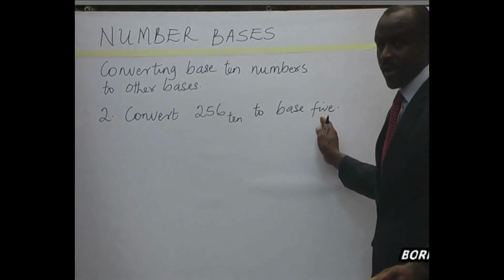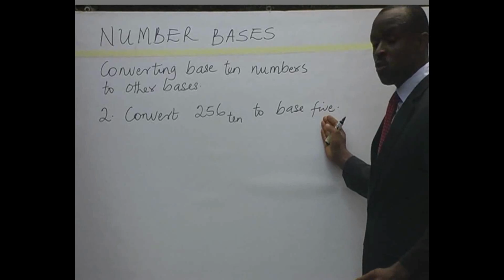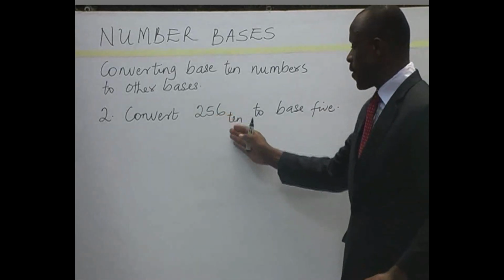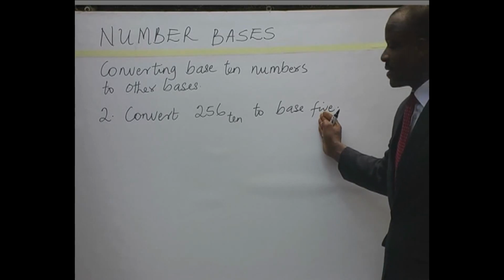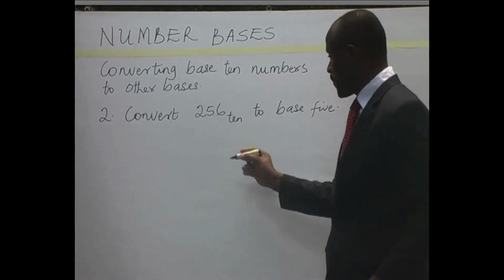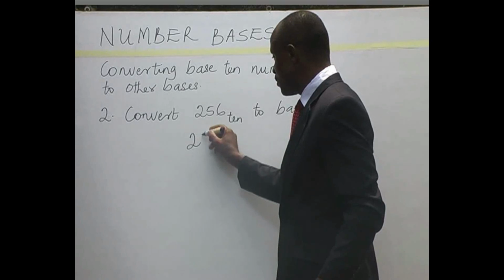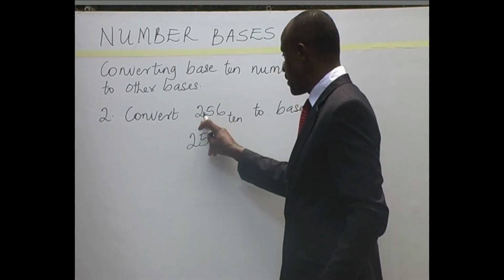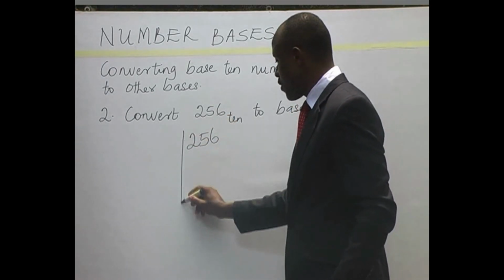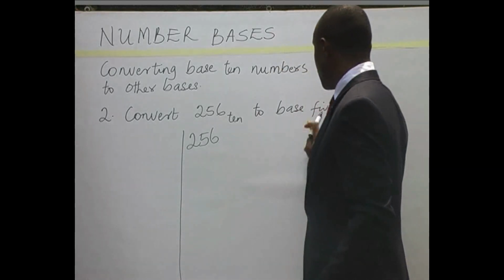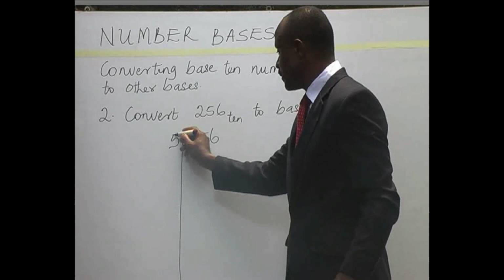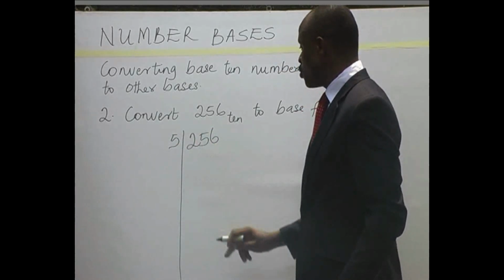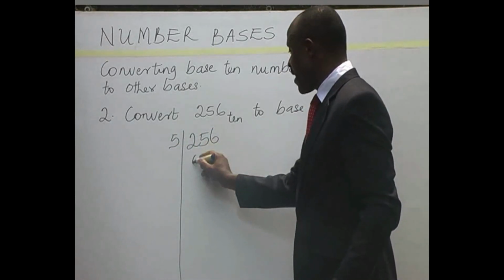Just like the first one we did, begin to divide the figure with the base you are converting it to, as long as you are converting it from base 10. So we are going to have 256. I copy this number, draw a line. You are dividing with 5. So you have 5 here. 5 divides 2 cannot. Divide 25, you have 5.